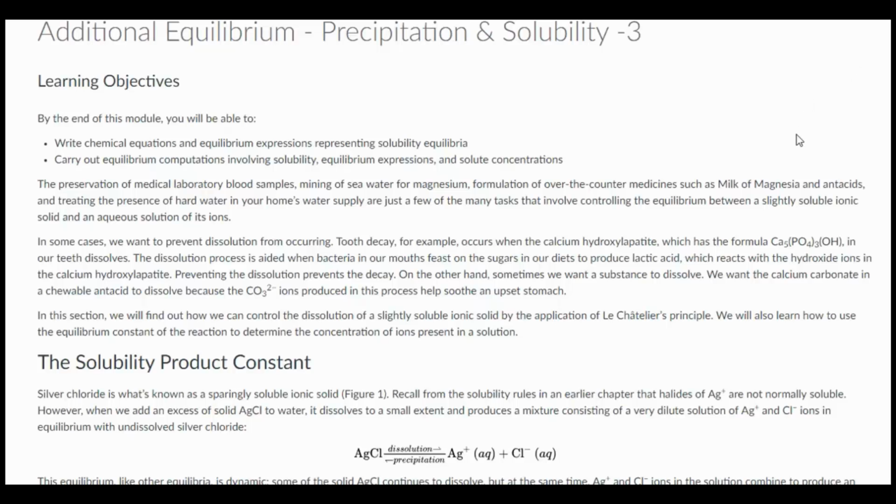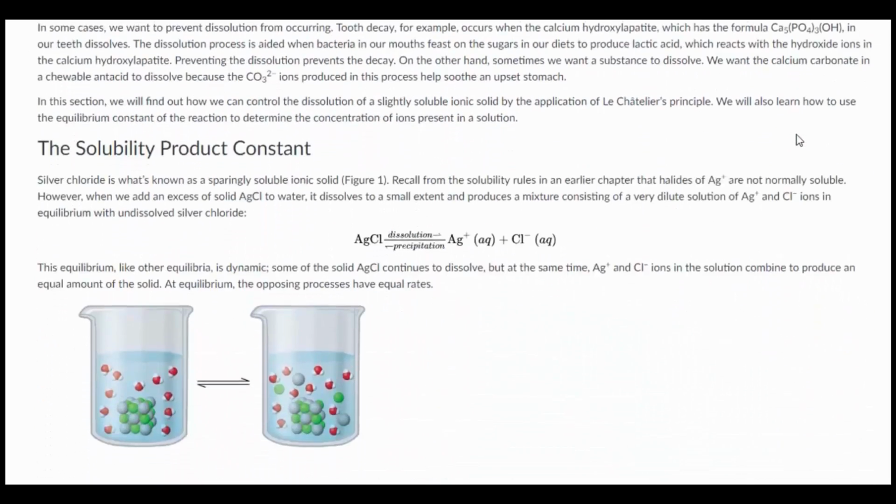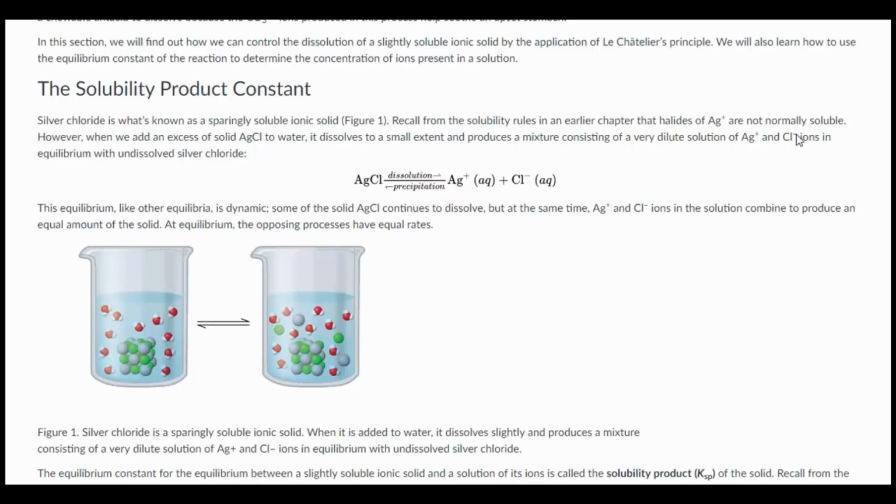The solubility product constant is a measure of how soluble an insoluble compound is. In Chemistry 1, we talked about insoluble compounds when we talked about aqueous reactions. We had the solubility tables. One of those compounds that was insoluble was silver chloride. We call silver chloride sparingly soluble, so it has a KSP associated with it.